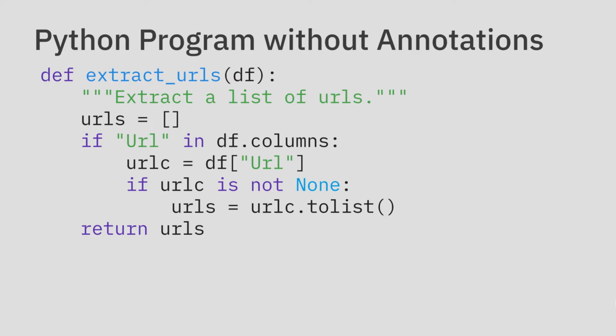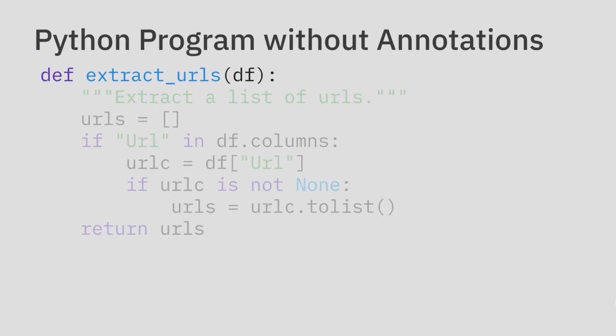This one is called extract URLs, and it extracts all of the URLs from a column of a variable called df. Let's walk through each line of this function. The first line of the function is its signature. The name is extract URLs, and the input parameter is called df.